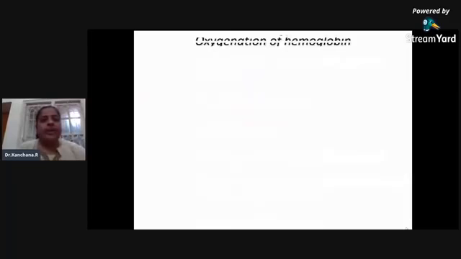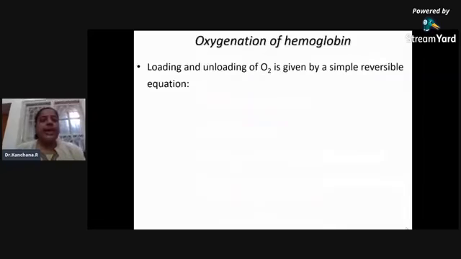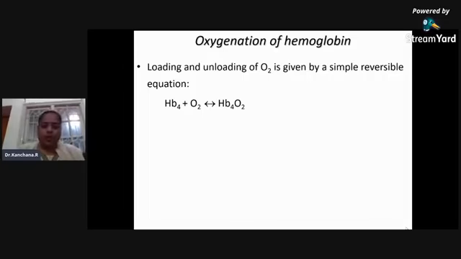Now coming to the oxygenation of hemoglobin. You have loading and unloading, 2 terms which I'll be introducing. Loading is when the hemoglobin is loaded with oxygen, and when it gives away oxygen, that is called unloading. Loading and unloading of oxygen is given by a simple reversible equation. When hemoglobin combines with oxygen, I told you there are 4 parts. So when it combines the first part, Hb4O2 is formed.